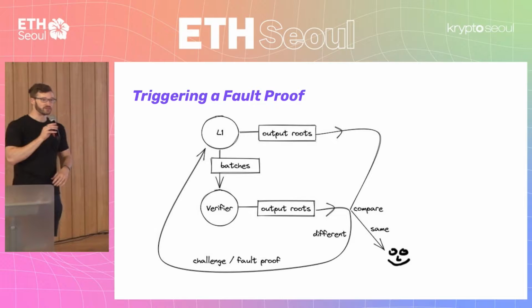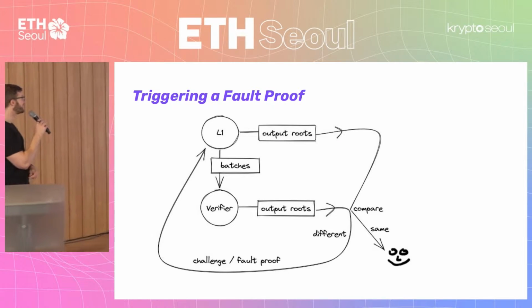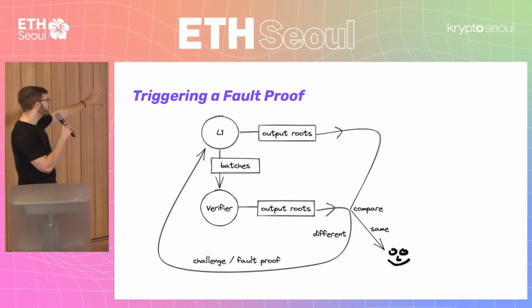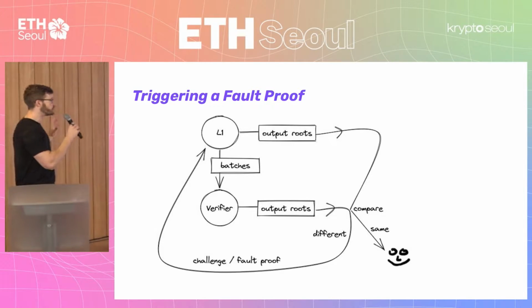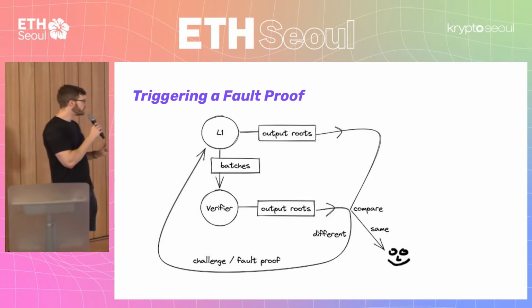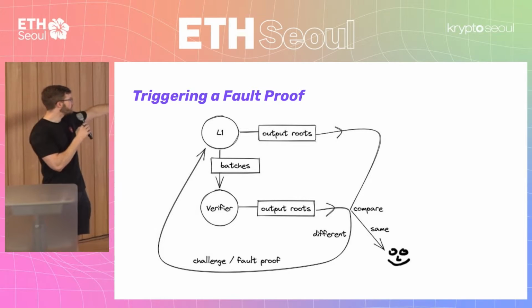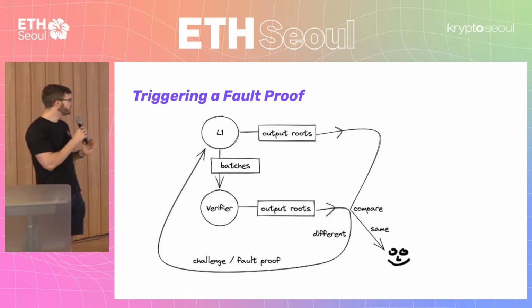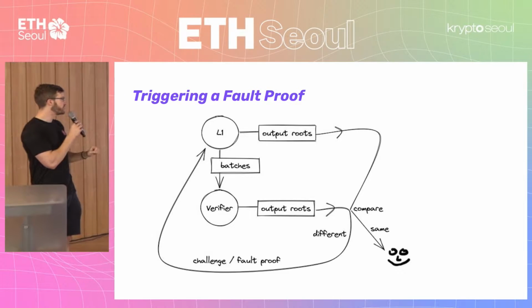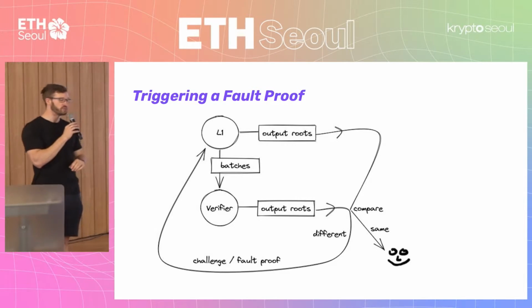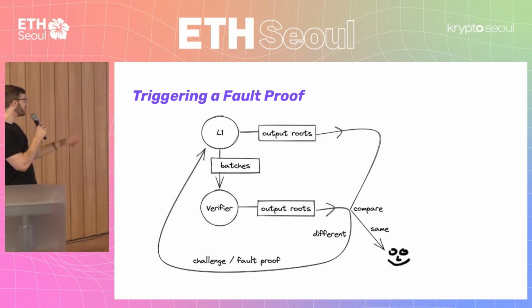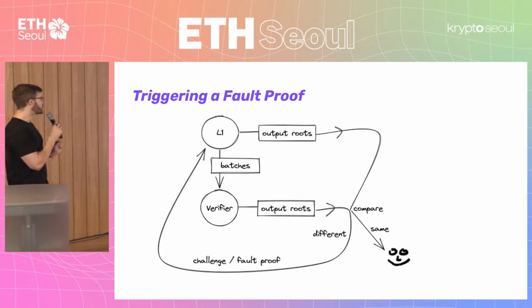So this is the same thing, but in a graphical way for those of you that are more graphical. So you have L1, Ethereum. The verifier reads the batches, so these are groups of L2 transactions. He executes them and creates these output roots. He also downloads the output root from L1. Then he compares those. If they're the same, everything's peachy. But if they're different, then he does this challenge game, this fault proof on L1.